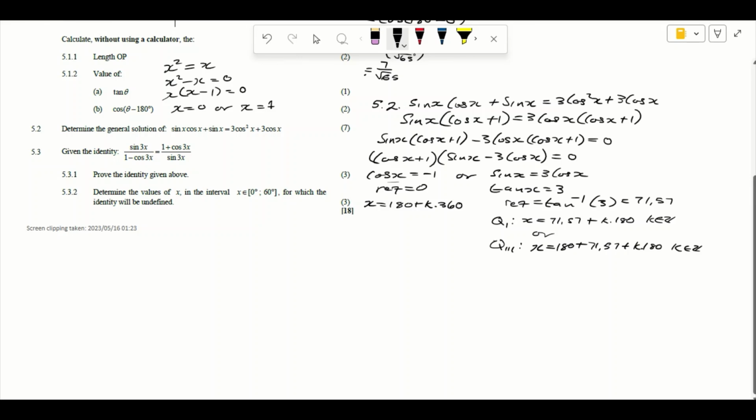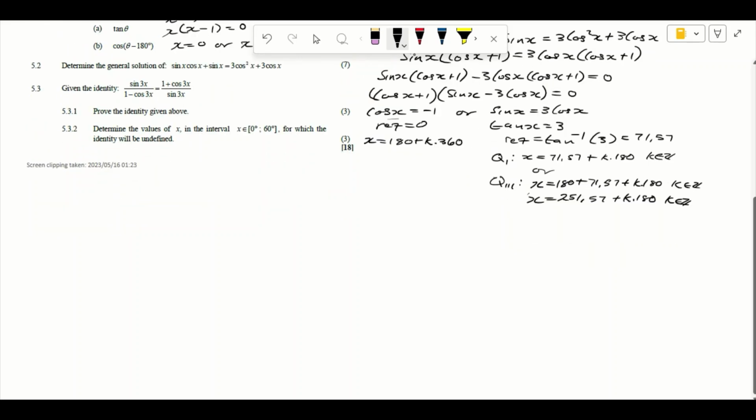Then now we have to add 180 and 71.57, which is 251.57, plus k times 180, where k is an element of integers. So that's how we find the general solution for 5.2. Then we continue to 5.3 now.